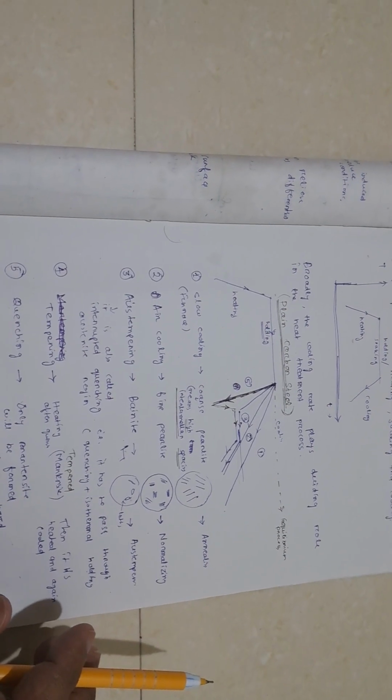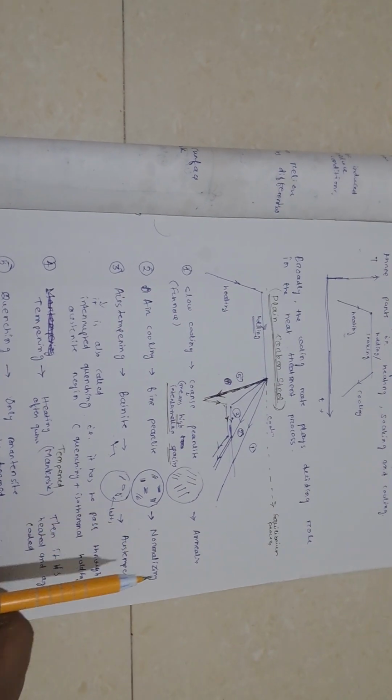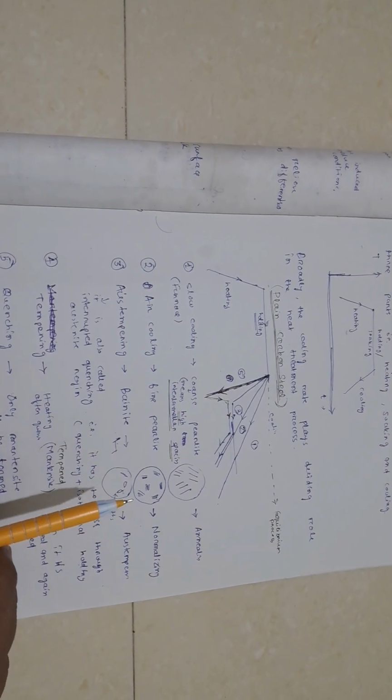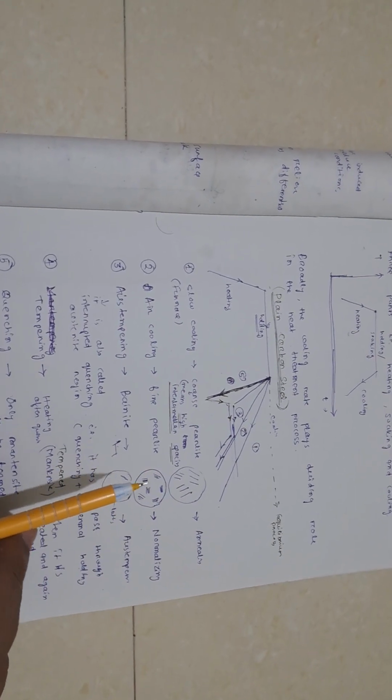Then we have air cooling. Air cooling is called normalizing. So we'll get very fine pearlite. This fine pearlite is due to the high cooling rate.